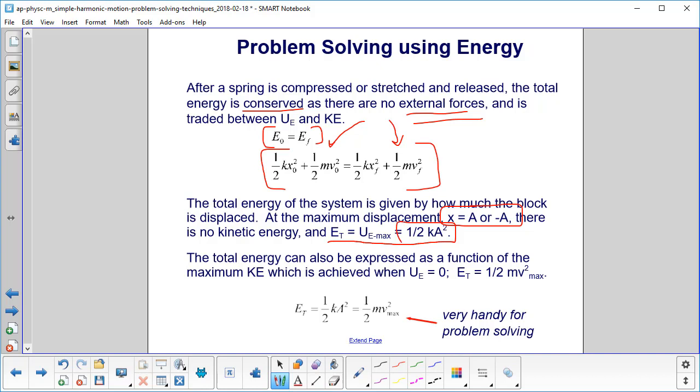You can also express the total energy as a function of the maximum kinetic energy. Where do you have maximum kinetic energy? That's where your potential energy is 0. That's right in the middle at the equilibrium point. So your total energy there will be 1/2 m v max squared, where the velocity is your maximum velocity. So we have this extended equation here. Your total energy is 1/2 kA squared, or when you let it go, you can measure the velocity at the equilibrium point where there's no potential energy, and your maximum energy then is all kinetic, and it's 1/2 m v max squared. Very handy for problem solving.